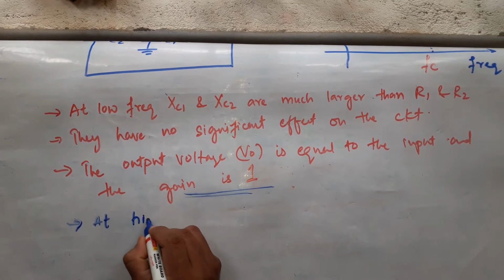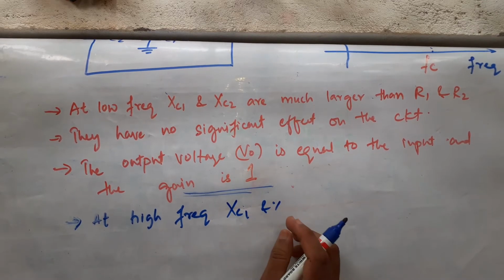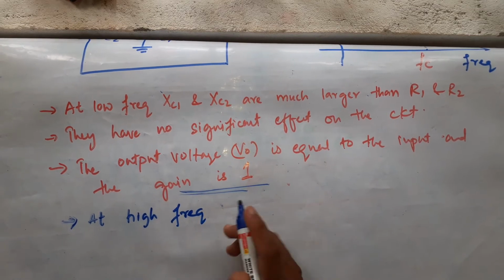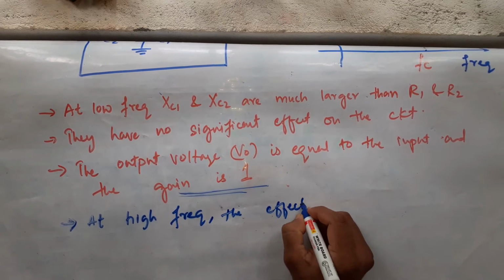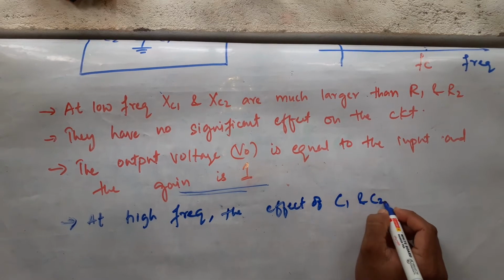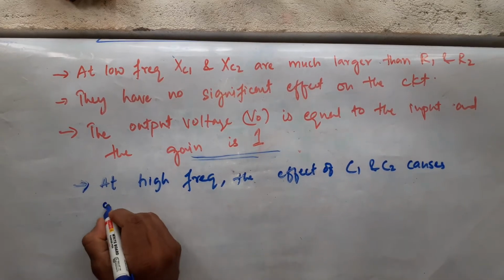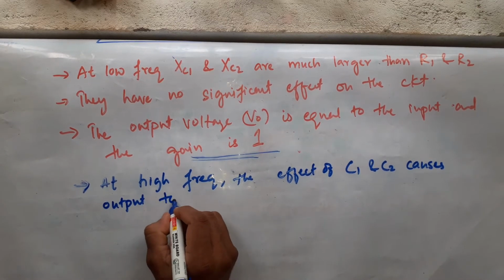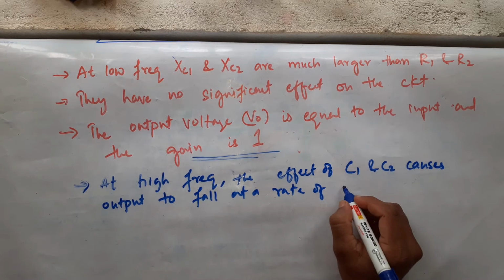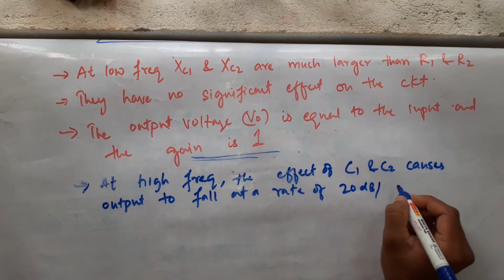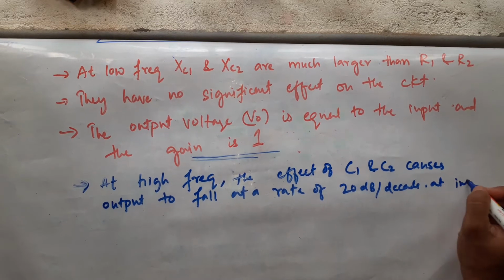At high frequency, the effect of capacitance C1 and C2 causes the output to fall at a rate of 20 dB per decade with increase in frequency.